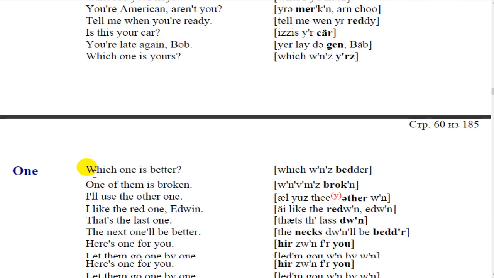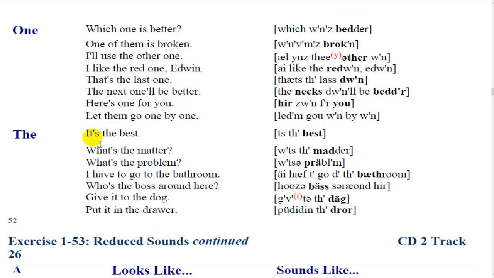Which one is yours? Which one is better? One of them is broken. I'll use the other one. I like the red one, Edwin. That's the last one. The next one will be better. Here's one for you. Let 'em go one by one.